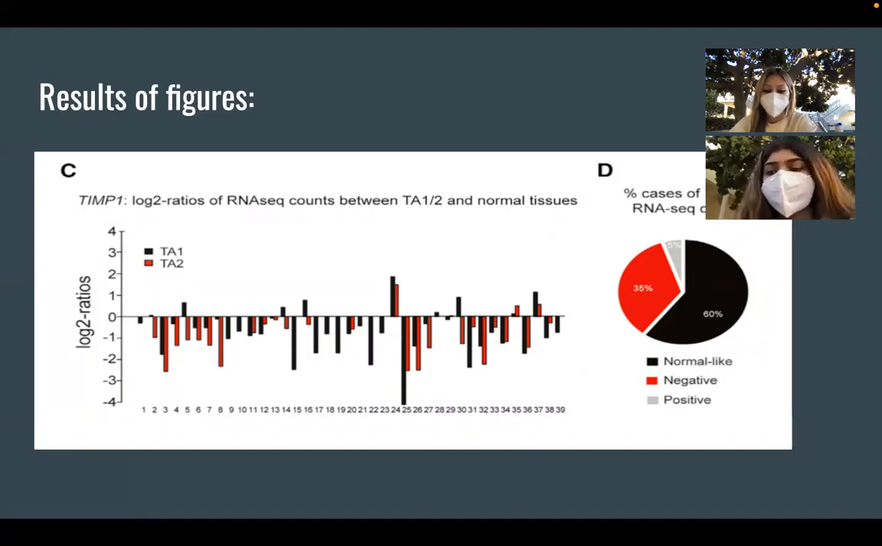The results of figure C are on the bar graph, showing TIMP1 log2 ratios of the RNA sequencing counts between tumor areas TA1 and TA2, compared with those in normal adjacent tissues within the same tumor samples. On the right is figure D, the pie chart that represents the quantifications of TIMP1 levels as shown in figure C. The fraction in black represents the normal levels of TIMP1, that in red represents the negative tissues of TIMP1, while the gray, which is 5%, is positive tissues of TIMP1.